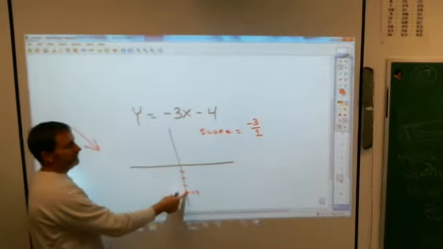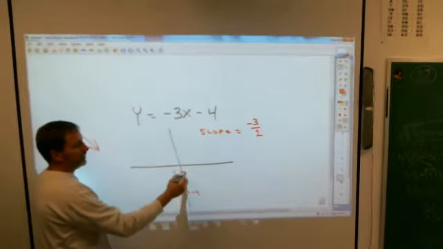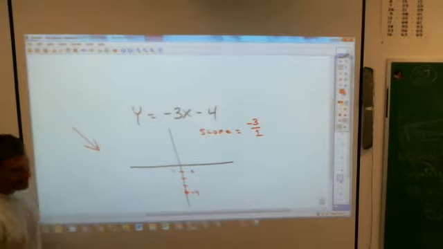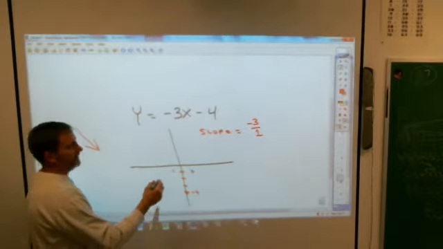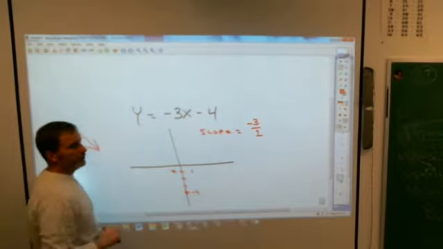So here I am at negative 4. I go up 3, and I'm either going to go over 1 this way or over 1 that way for my next point. Which one will make it go downhill? The one on the left. Right, fine. And there, now you've got your 2 points, you can draw your line.